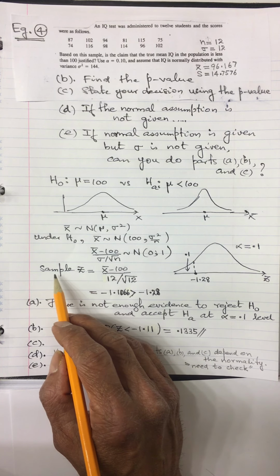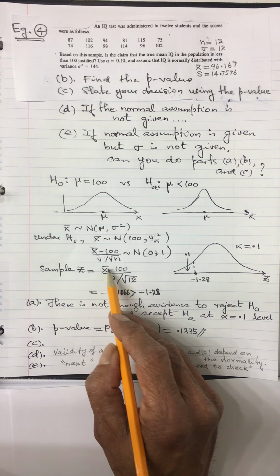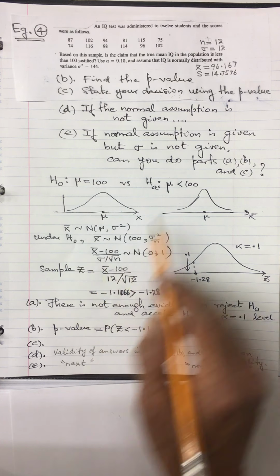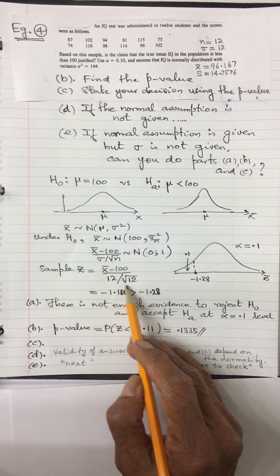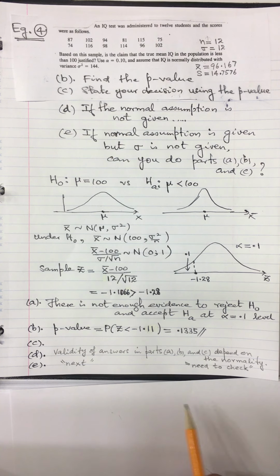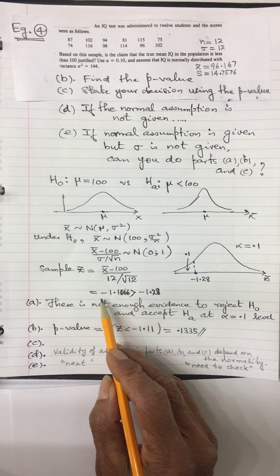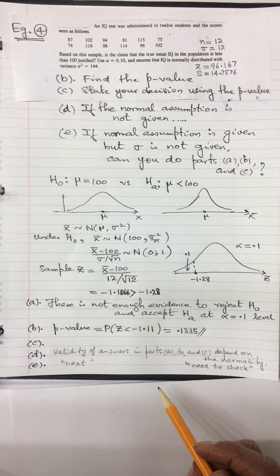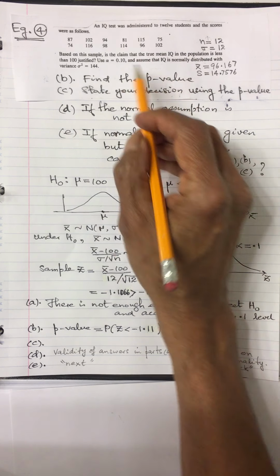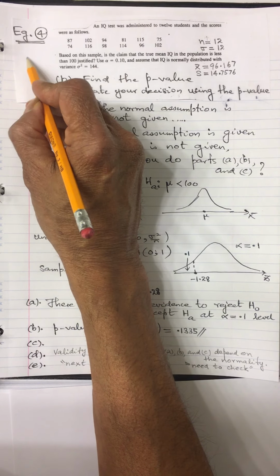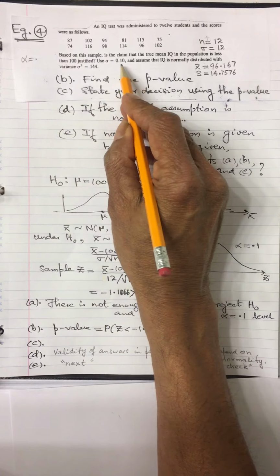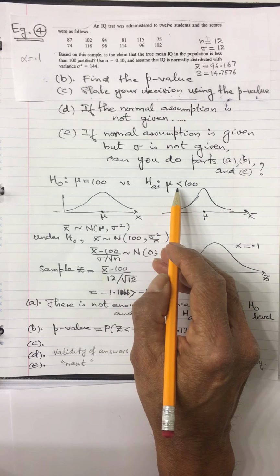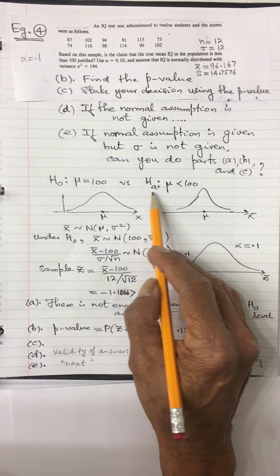Under the null this is correct, and then this will follow the normal z curve. So this sample z is going to be x bar minus 100 divided by sigma, which is 12, divided by square root of n. So this value is going to be minus 1.1066. All right. So now alpha is given, alpha equal 0.1.